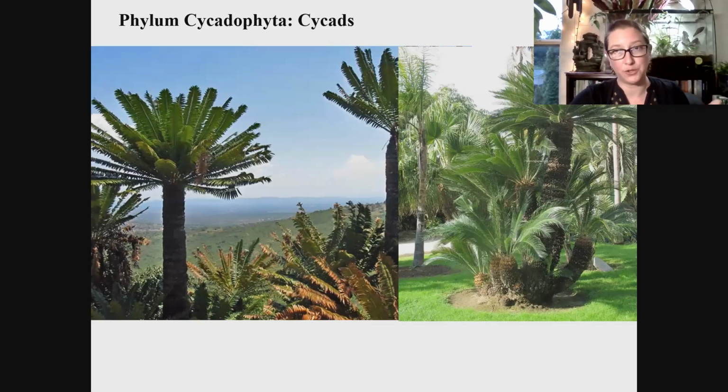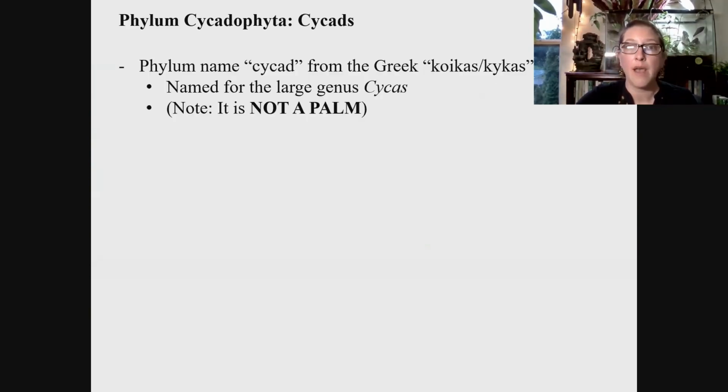Cycads look like palm trees. They look like palm trees, but they're not. But they do look like them visually. And that's because the word cycad actually comes from a Greek word that does mean palm, because they do look like palm trees, but they're not palm trees. Palm trees evolved millions of years later.